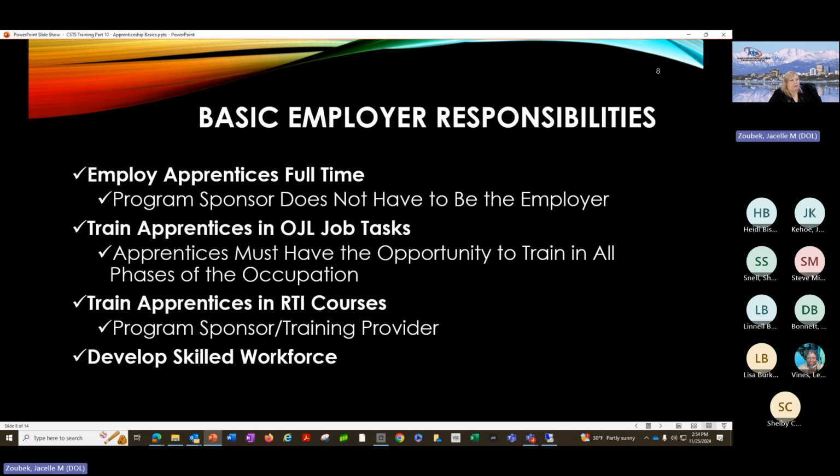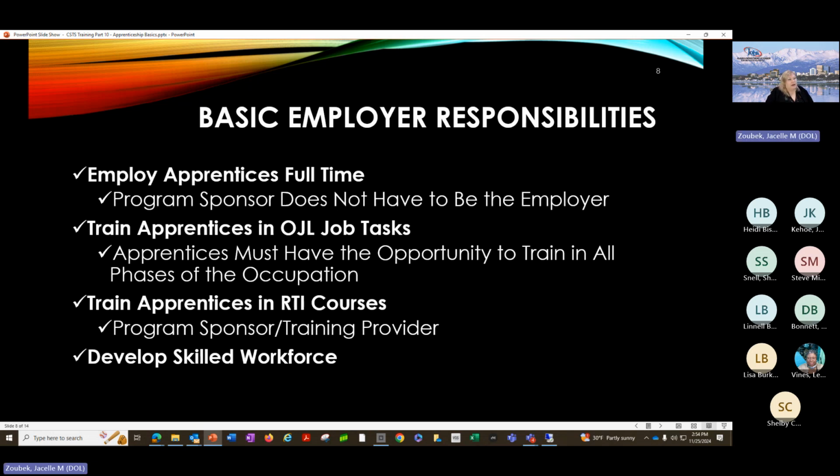And we'll talk a little bit about that, I think, on the next slide. They have to train their apprentices in all the on-the-job learning job tasks. They can't just say, well, in my office, I don't have you do the lab work for dental assistant. I only do that myself. Maybe that's the case, but you still have to train them to do it. And then once they are done with their training period, you can say, nobody gets to use the lab except the doctor or whatever.